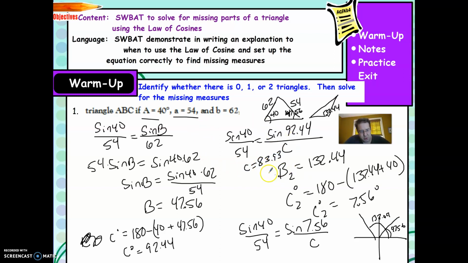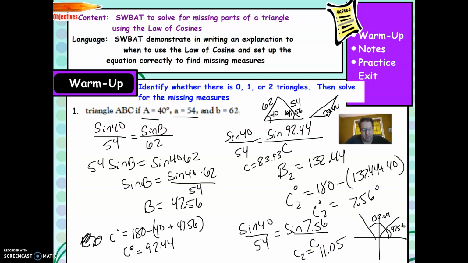83.93. So that's what you get when you plug in the original angle C degrees. Now, what if we put in our alternate C degrees? So that would be 54 times sine of 7.56 divided by sine of 40. So that gives us 11.05. So C2 would be 11.05. So two different possible C values.